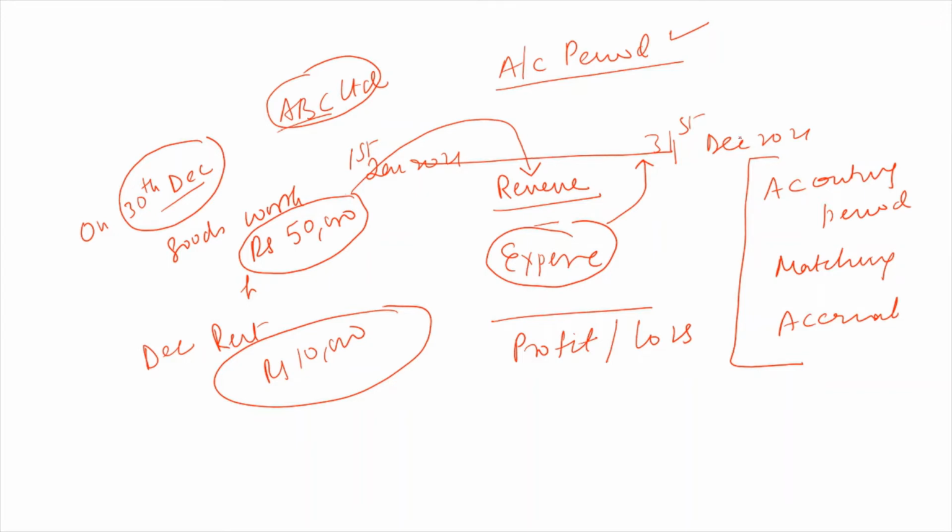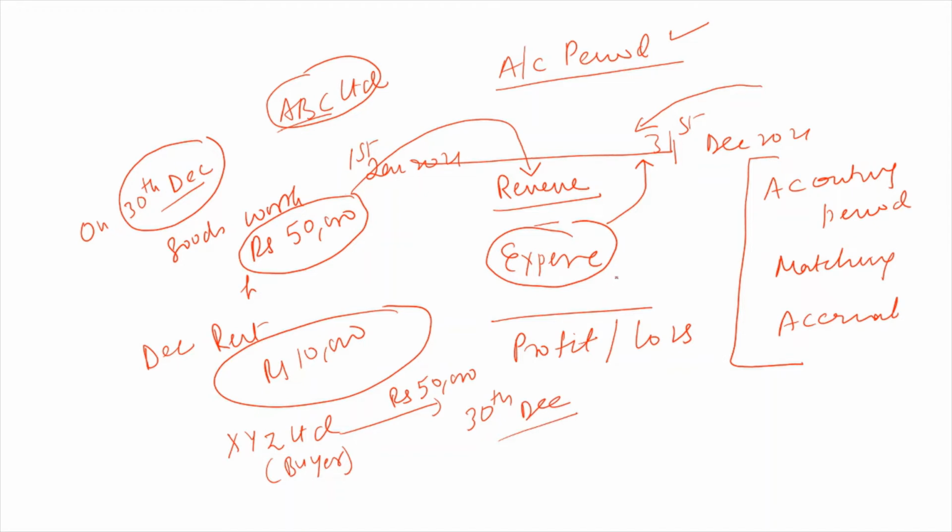Let me take another example. For example, some buyer has made the payment. So let's say ABC Limited is in the garment business. The buyer has made payment and the payment has been received by 30th December. Let's assume there's a buyer XYZ Limited. He has paid rupees 50,000 to this company, and this was received on 30th December. Now, the goods have still not been delivered. So on 30th December, the cash has been received by the company, but the goods have not been delivered.